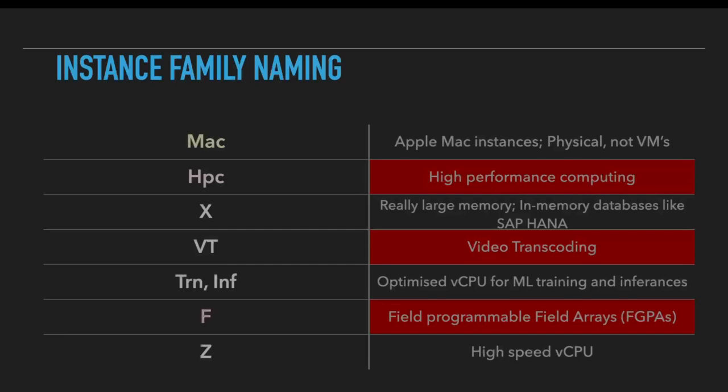We also have available to us field programmable gate arrays, that is FPGAs, and these are ultra specialized hardware that we can program that has a high degree of performance, but they are not as flexible as a CPU or a GPU. And then we also have the Z instance types, which are really all about just a pure high speed vCPU that can maintain a very high gigahertz consistently.